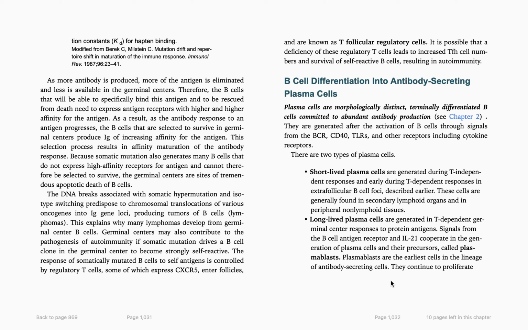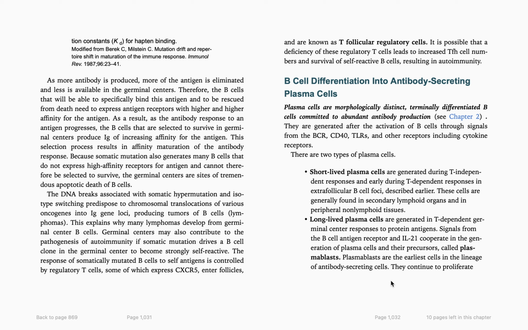As a result, as the antibody response to an antigen progresses, the B cells that are selected to survive in the germinal center produce Ig of increased affinity for the antigen. This selection process results in affinity maturation of the antibody response, because somatic mutation also generates many B cells that do not express high affinity receptors for the antigen and cannot therefore be selected to survive.